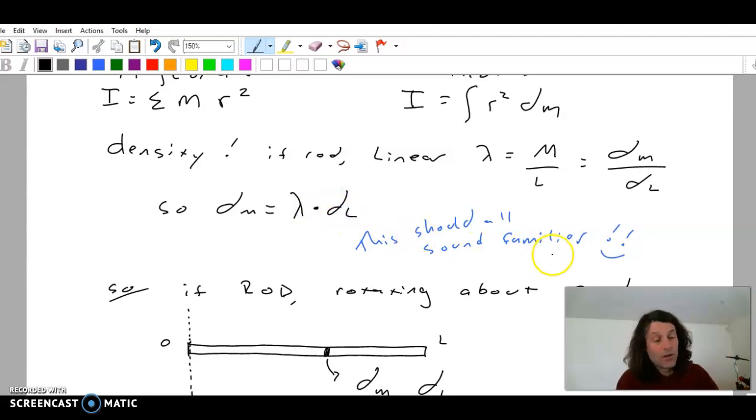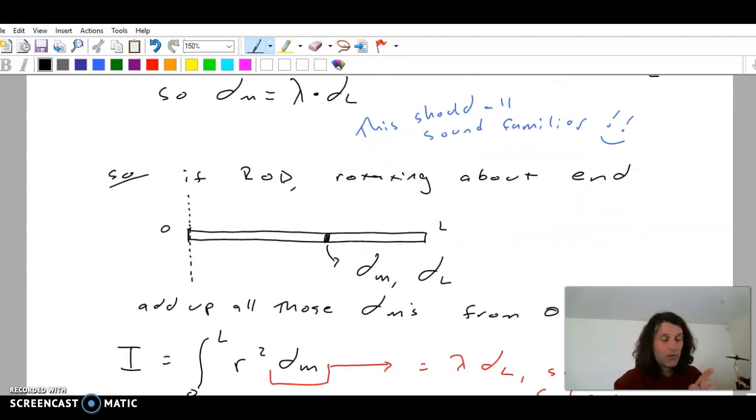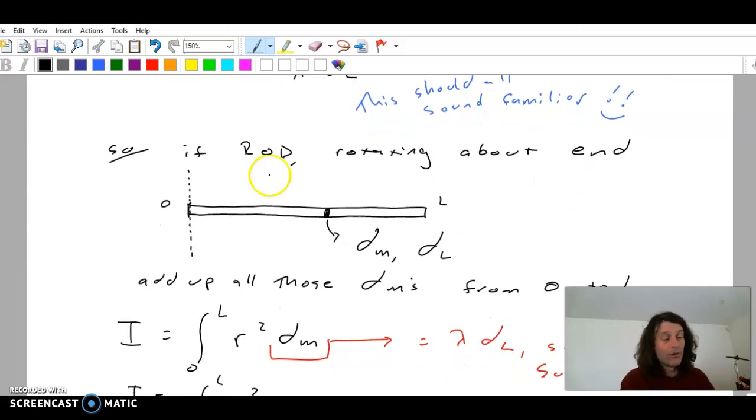Alright, that should sound familiar because we did this when we found our center, okay? So it's a very similar procedure. What if I have a rod, like a meter stick, it doesn't matter, that is going to rotate around one end. That dotted line means that's the axis of rotation. I called that the 0 mark of the rod. The other end I just called L.